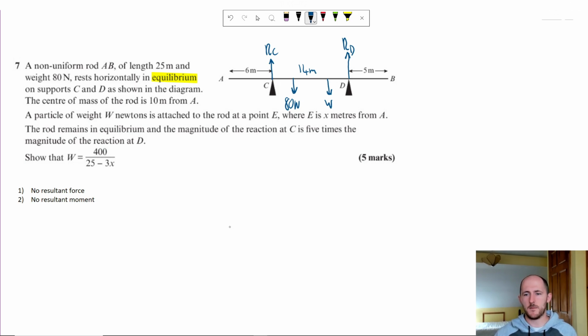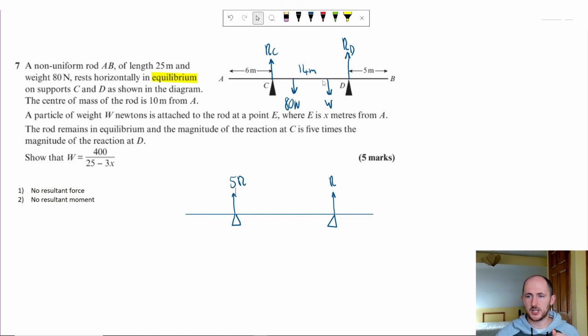So now I'm going to draw my proper diagram. The reason why I like annotating the question and then drawing another diagram is if I make any mistakes or I make something look a bit weird, it doesn't really make a difference. So, what do I mean by this? Well, now they're telling me that the magnitude of the reaction at C is 5 times bigger than at D. So instead of having two variables, I could say that the reaction at D is R and the reaction at C is 5R. There you go, I've eliminated one variable already, which is very nice.